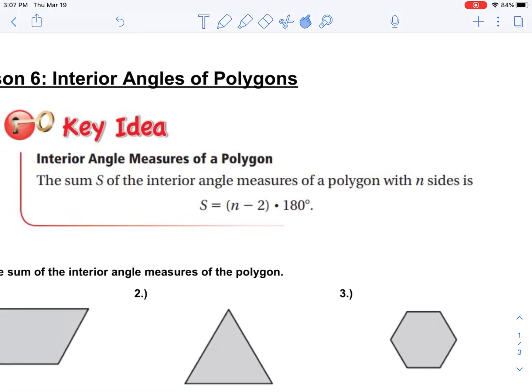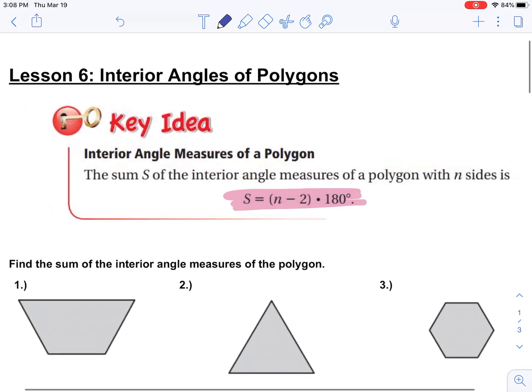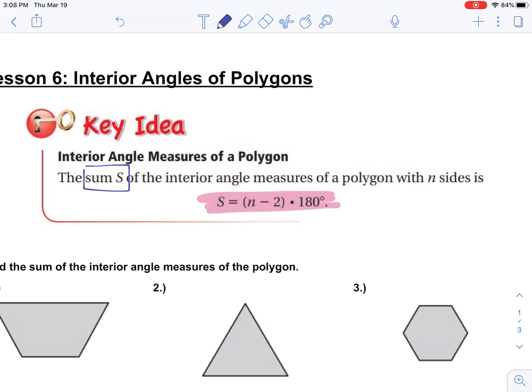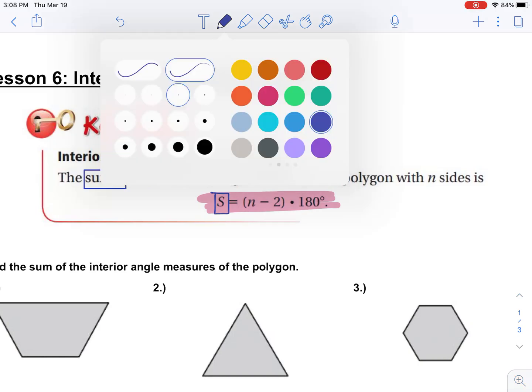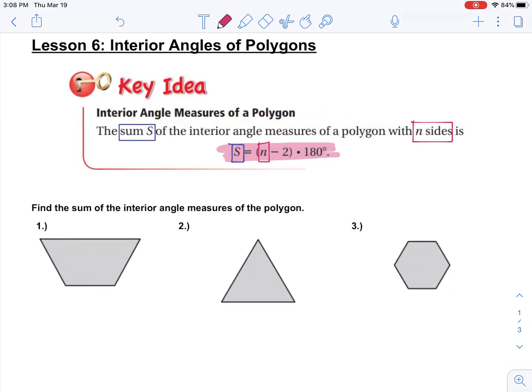So we're going to focus on this equation first: S equals (n minus 2) times 180, where S stands for the sum of the interior angles, and N stands for the number of sides in whatever polygon you're working with. So looking at 1, 2, and 3, we're just going to focus on using that equation and finding the sum total of those 3 polygons.